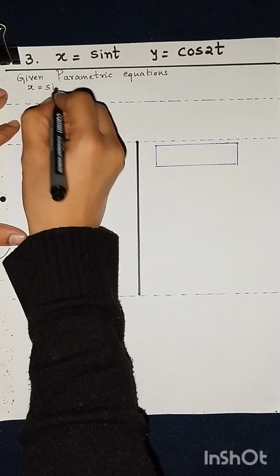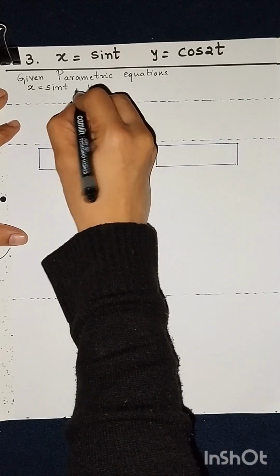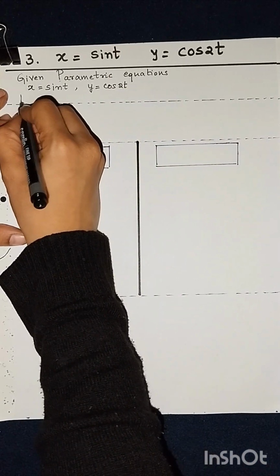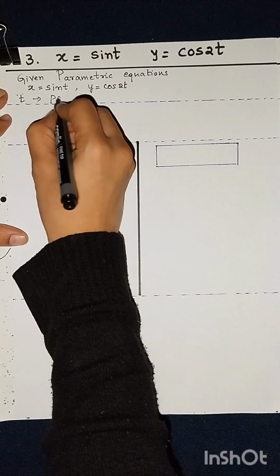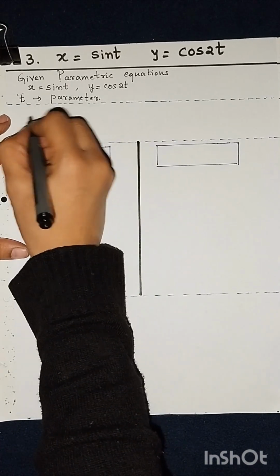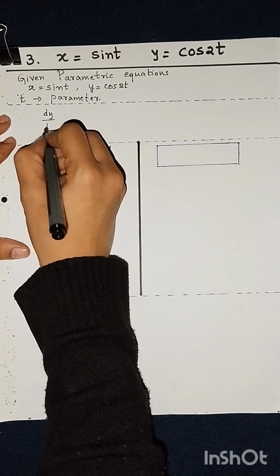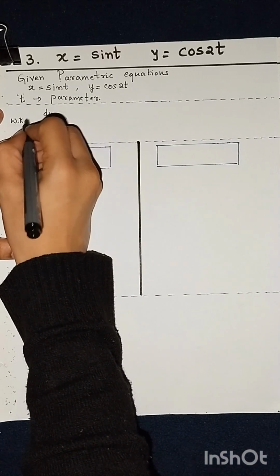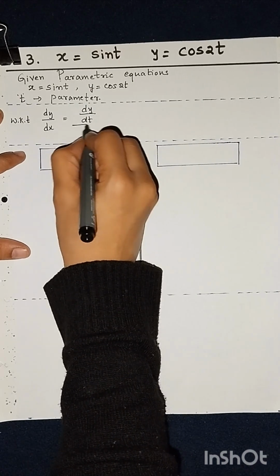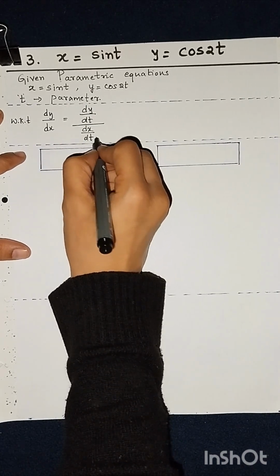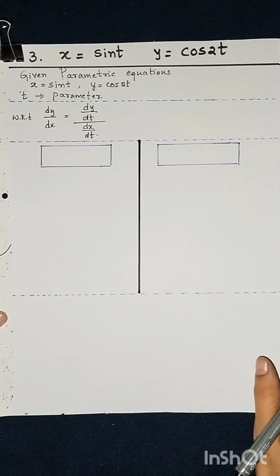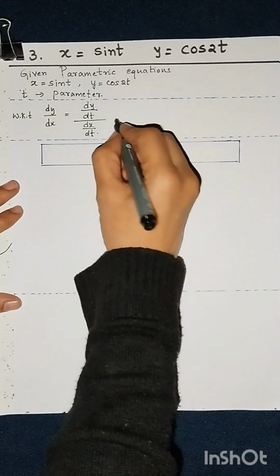x is equal to sin t, y is equal to cos 2t. So what is the parameter here? t is the parameter. Now we have to find dy by dx. We know that when we have parametric equations, dy by dx will be dy by dt divided by dx by dt. Now we will label this as 1.